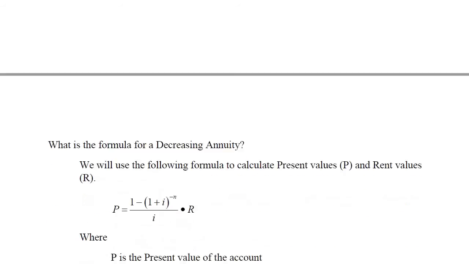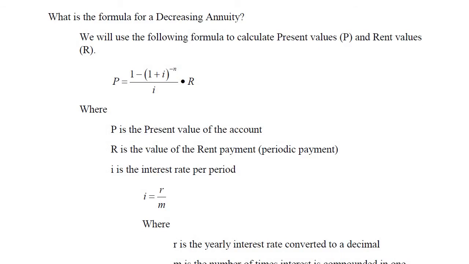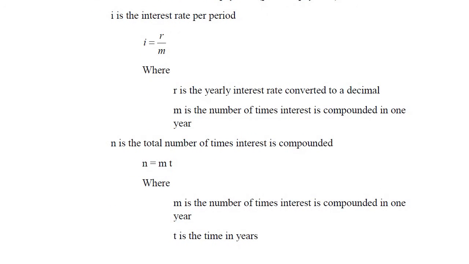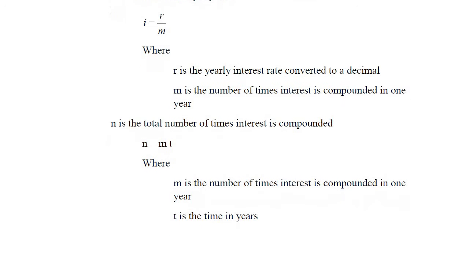Alright, now let's take a look at the formula for decreasing annuities. The formula for decreasing annuities is used for calculating present values and rent values. The formula looks like this: P, the present value, is equal to 1 minus, open parentheses, 1 plus I, close parentheses, raised to the negative, notice there's a negative sign, N, and all that is over I times R. Again, these variables are the same variables that we've been seeing. P is the present value in the account, R is the rent payment, and so forth. I is the interest rate per period, which is calculated by doing R divided by M. N is the total number of times interest is compounded, calculated by doing M times T.